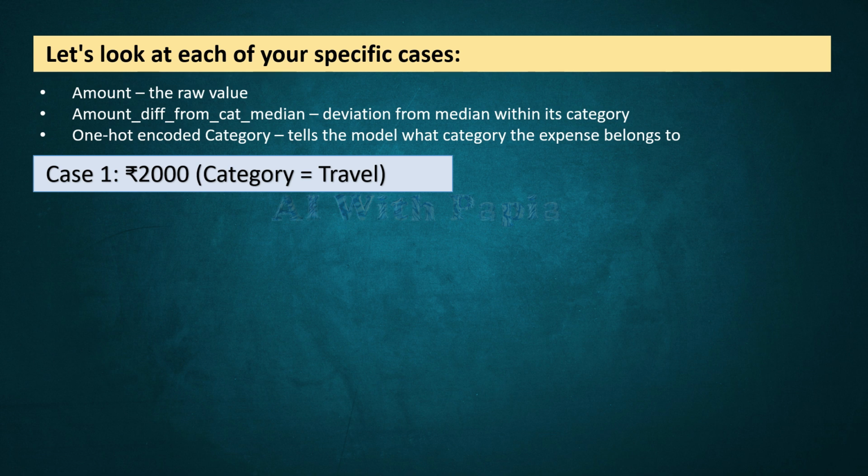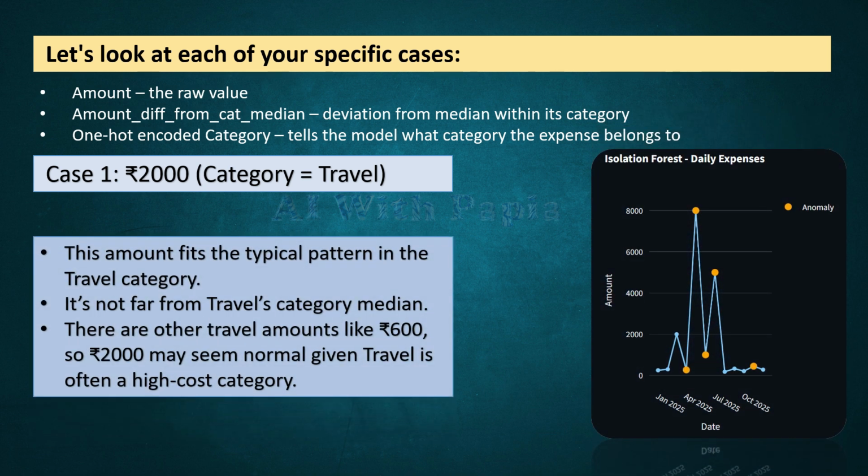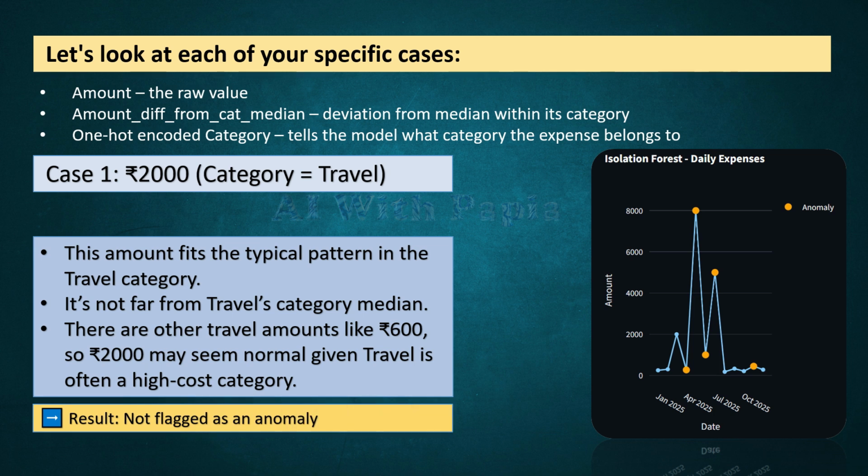For case 1, suppose rupees 2000 for category travel. What happened to it? This amount fits the typical pattern in the travel category. It's not far from the travel category median. There are other travel amounts, like 600, so 2000 may seem normal given travel is often a high cost category. That's why the result is not flagged as an anomaly. You can see on the right hand side, 2000 is not flagged as an anomaly, though 1000 is flagged because of the one hot encoding of the category feature.